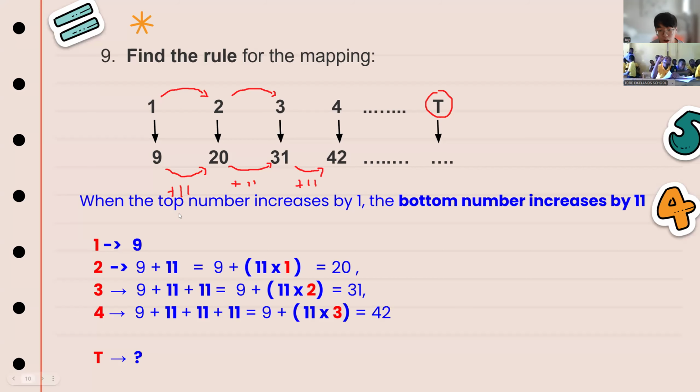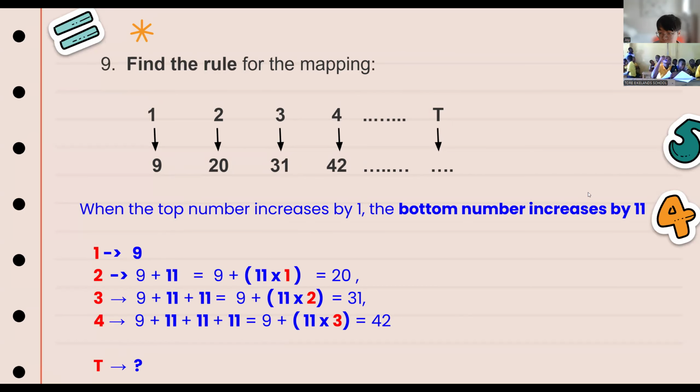So, yeah, when the top number increases by 1, the bottom number increases by 11. So, the first number is set to be 9, and the second number is 9 plus 11, which is 20. Third number is 9 plus 11 plus 11, that equals 32. And the fourth number is 9 plus 11 plus 11 plus 11 equals 42.